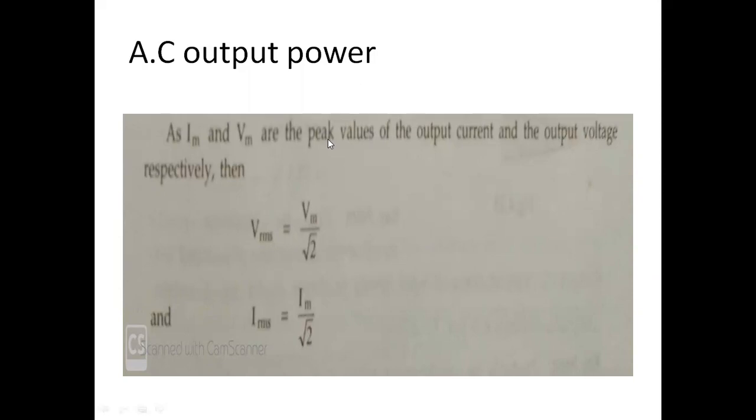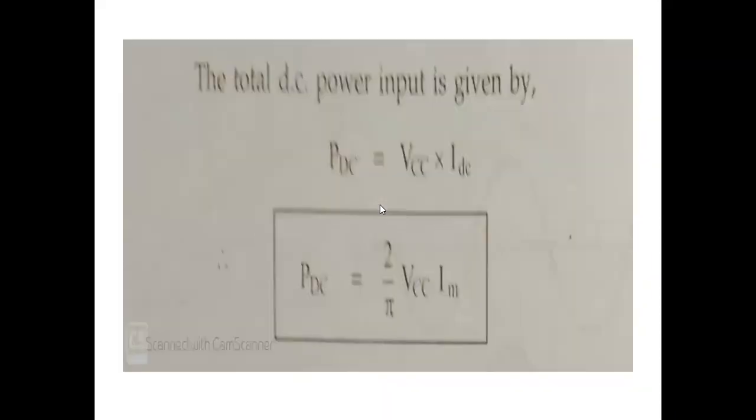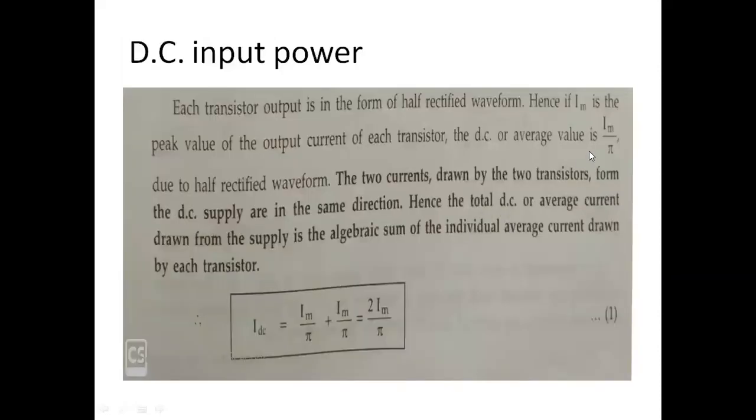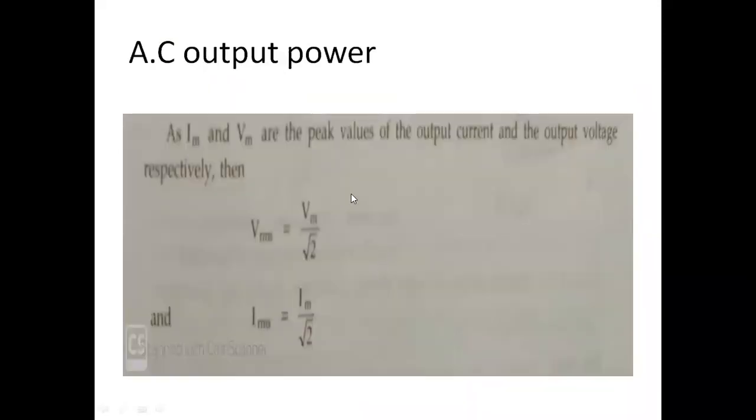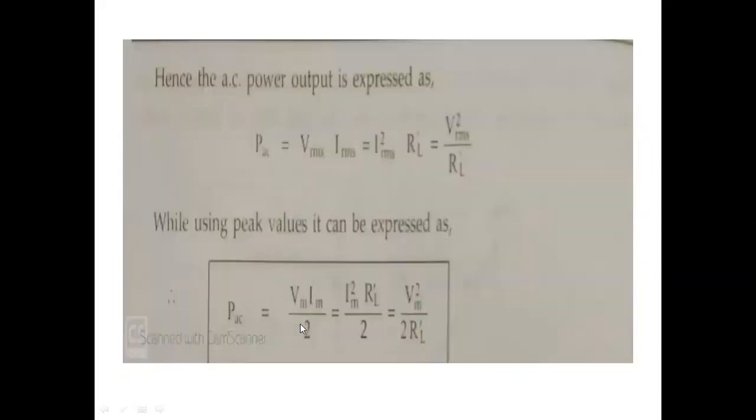So here, DC power means we are taking some DC or average values, that is in terms of peak, Im and Vm. DC power means we are taking the average values, that is Im by pi. For the two transistors, that is 2Im by pi. Whereas for the AC power, we are taking some RMS values. VRMS is Vm by root 2, IRMS is Im by root 2.